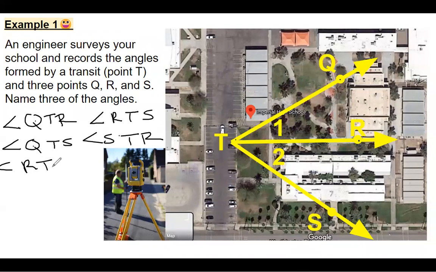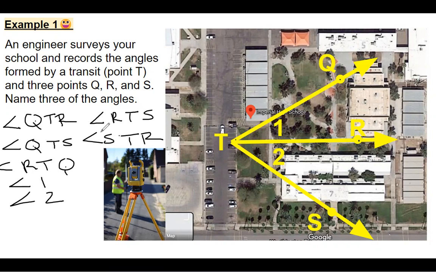RTQ. What's another one? Isabel. Angle 1. Which one? No, only the solutions here. Which one? Humberto. Oh, angle 2. Did we name them all? Let's see, do we have STQ?